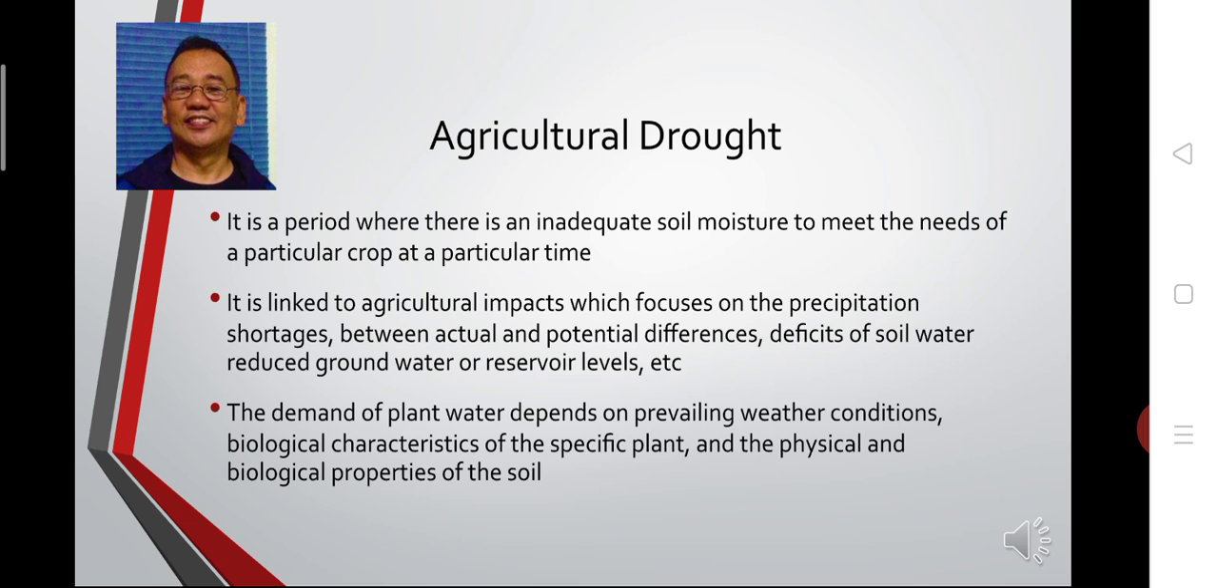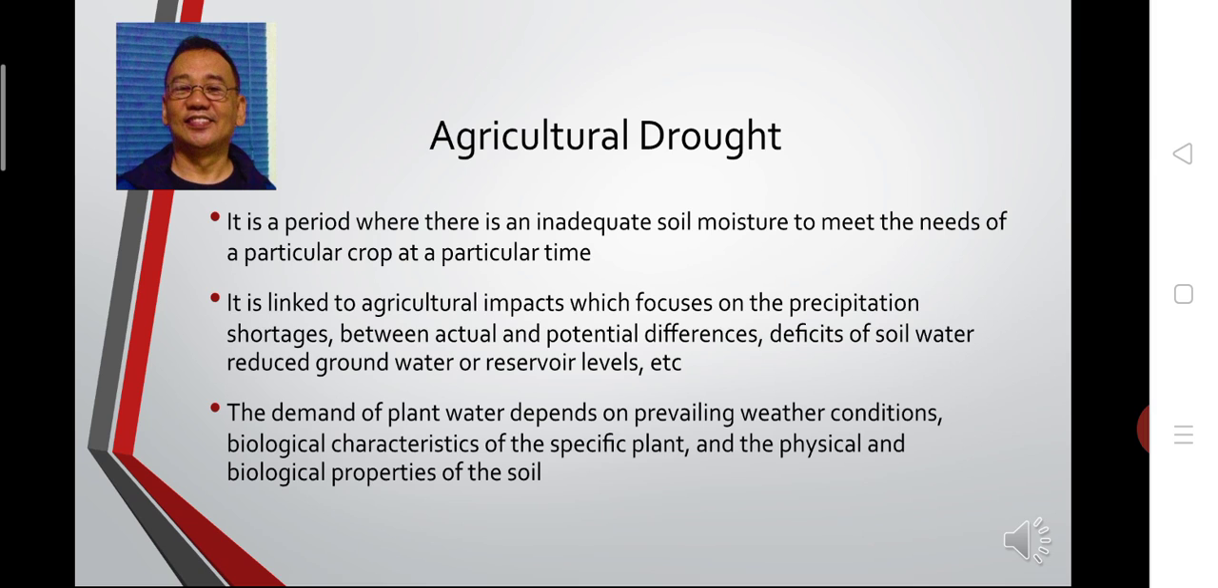Pero so far the government is active on this. That's why we have irrigation or National Irrigation Authority, okay, yung mga dam area, sila yung nagmamanage yan, yung NIA, okay, para just to supply the needs of our agriculture.